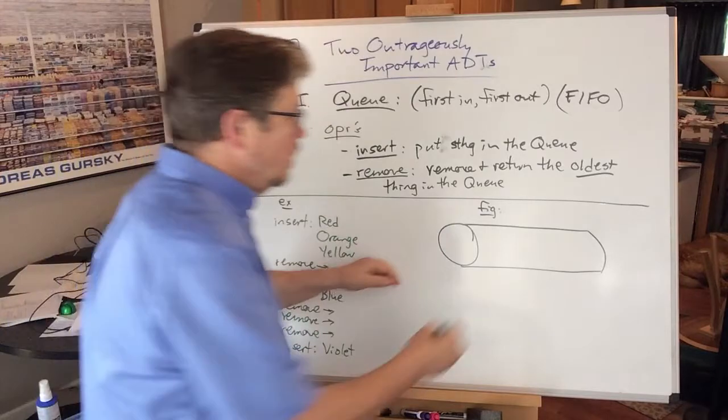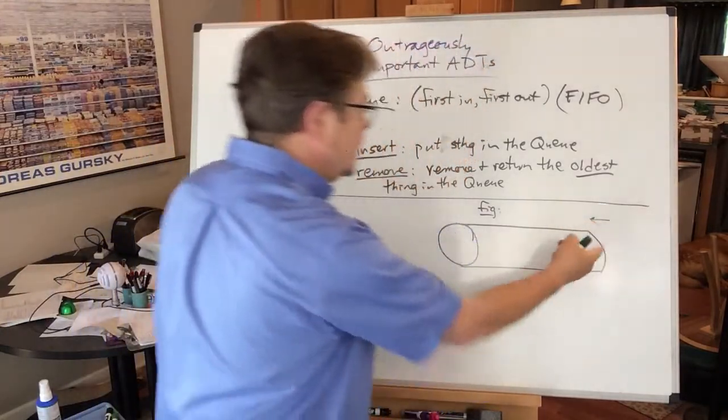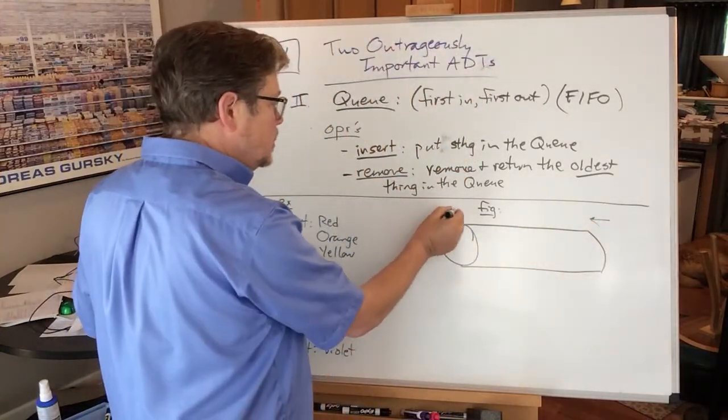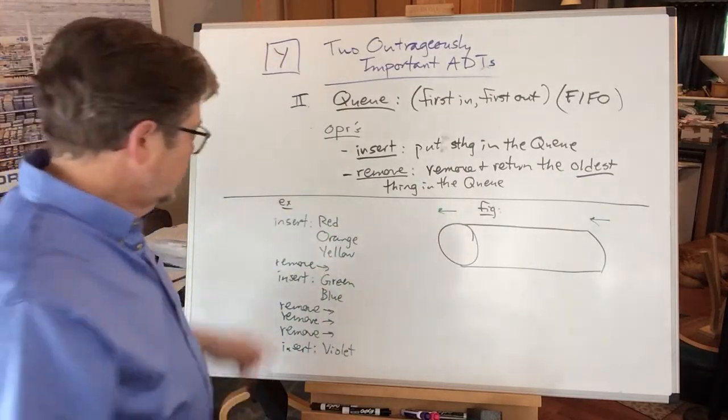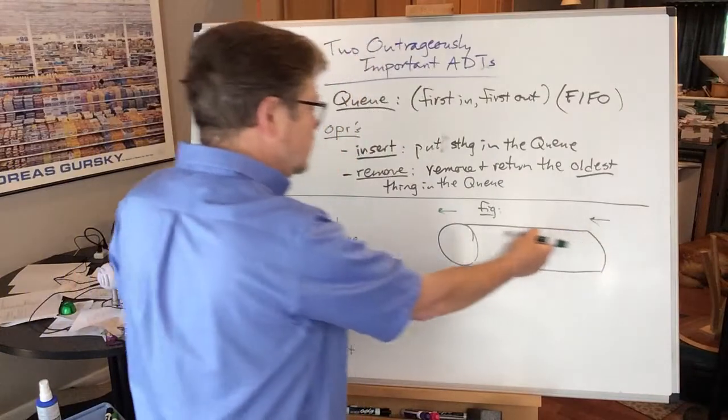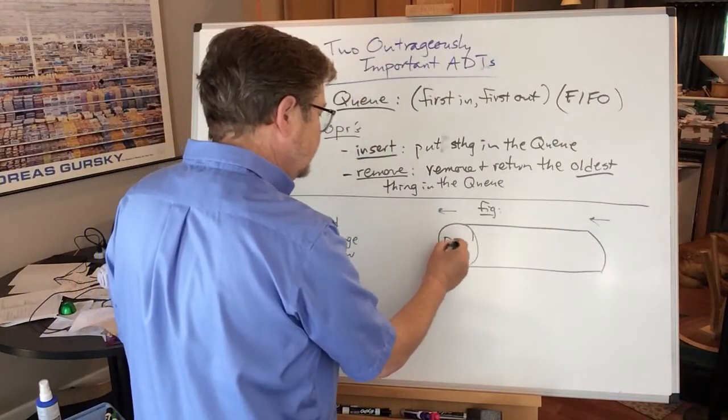Insert red. Well, things come in the back. You have to get your place in line. And then when it's your turn, you get to come out the front. That's why I think of it as that hollow cardboard tube. So red came in the back, but it's going to be front of the line. So I'm going to go ahead and write that way over here at the front.